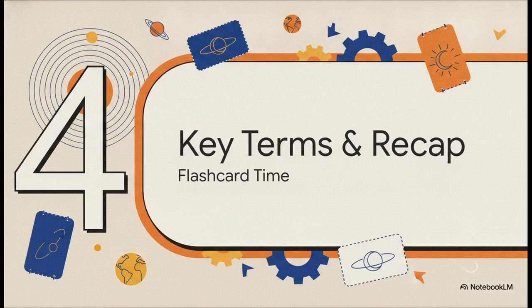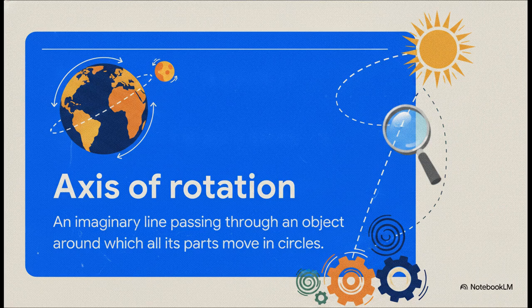Time for Section 4, Key Terms and Recap. It is flashcard time. Let's get these definitions locked down. First up, axis of rotation. This is an imaginary line passing through an object around which all its parts move in circles. Memorize this exact phrasing, guys. When they ask for the definition on a test, this is verbatim what they are looking for.